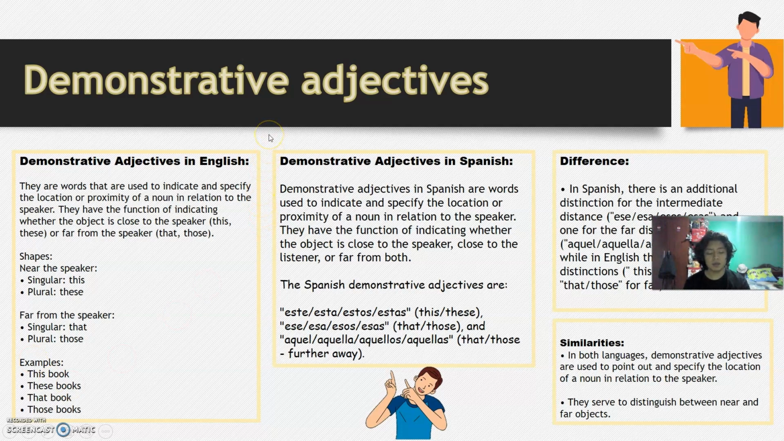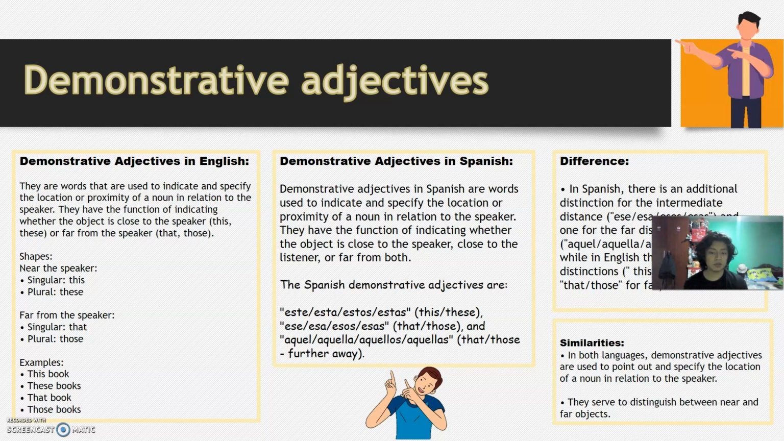Continue with the demonstrative adjectives in Spanish. They are words used to indicate and specify the location or proximity of a noun in relation to the speaker. They have the function of indicating whether the object is close to the speaker, close to the listener, or far from both. The Spanish demonstrative adjectives are este, esta, estos, estas, to say this or these.